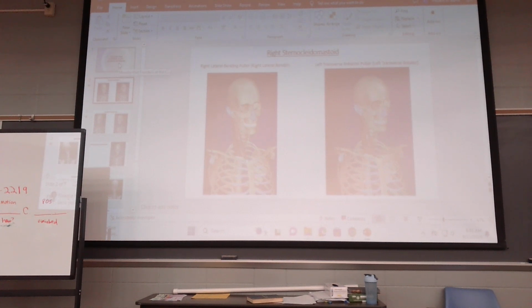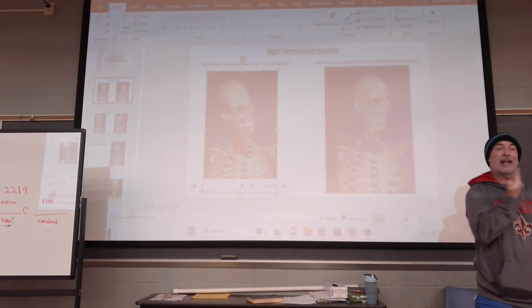The muscles that you're going to be accountable for in the cervical region are in your PowerPoint and in the lectures, but this is a visual of how they pull. So let's look at the right sternocleidomastoid. It's a right lateral bending puller, or as we call it for short, a right lateral cervical bender. That's how it pulls. So let's press play and see how it pulls. The reason it pulls that way is because it's on the right side of the anterior posterior axis.